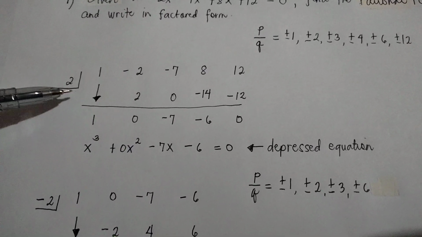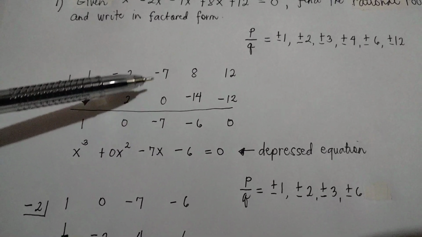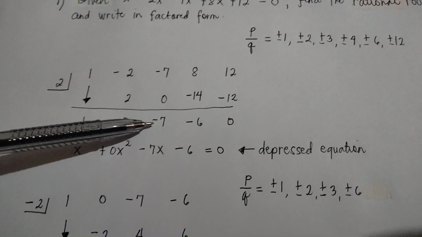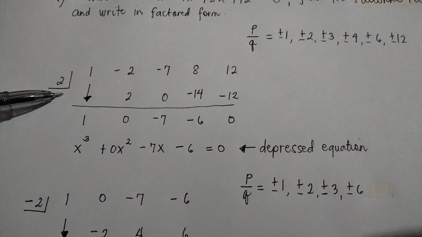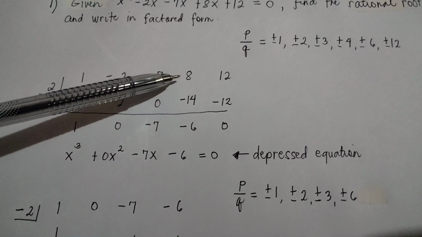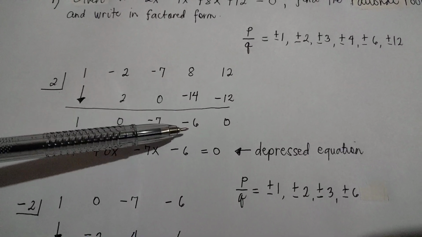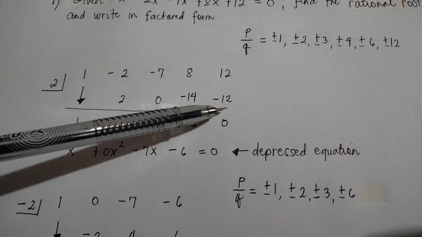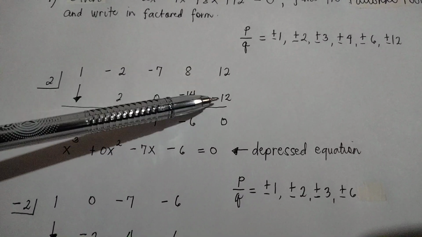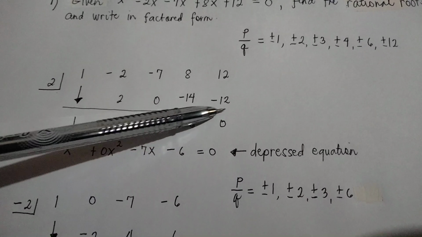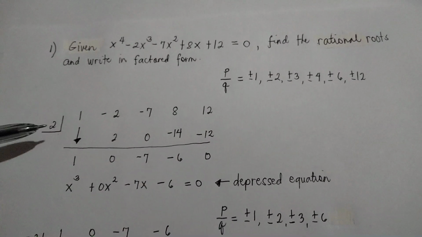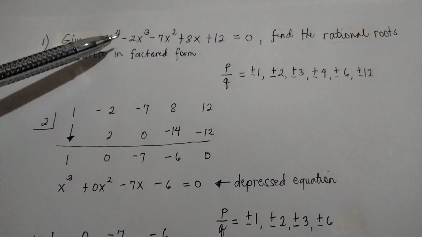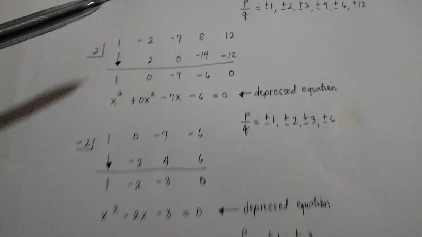Then 0 times 2 is 0. Write it here. Negative 7 plus 0 is negative 7. Negative 7 times 2 is negative 14. Write it here. 8 plus negative 14 is negative 6. Negative 6 times 2 is negative 12. Write it here. 12 plus negative 12 is 0. The remainder is 0. Therefore, 2 is one of the rational roots of this given polynomial equation.